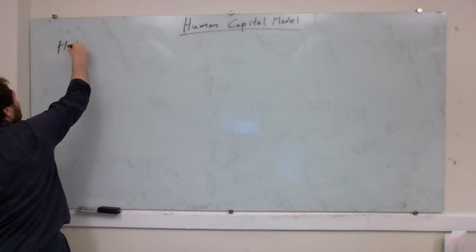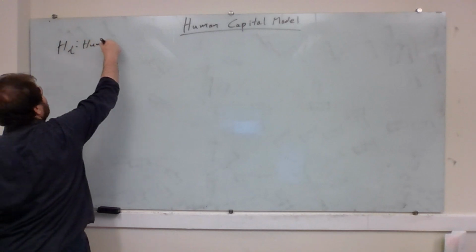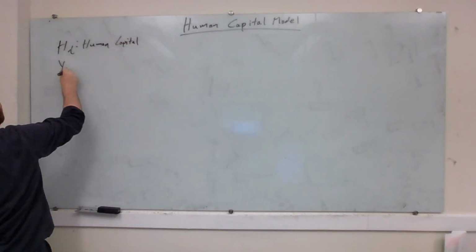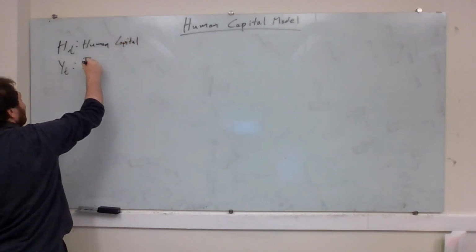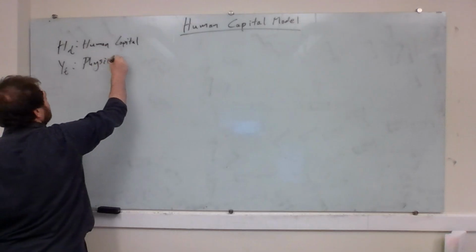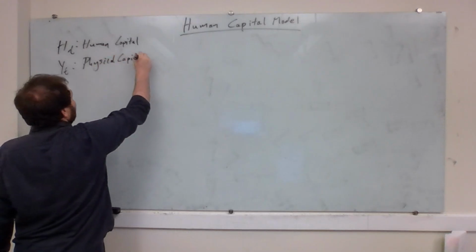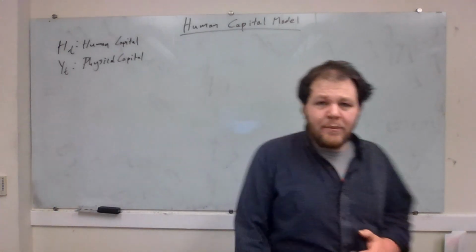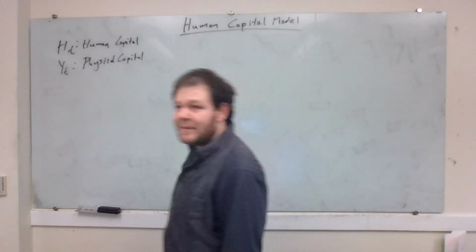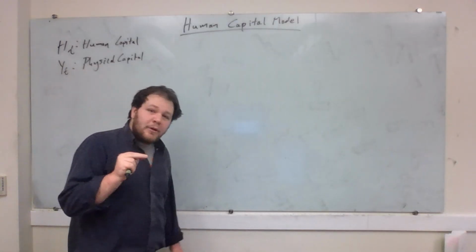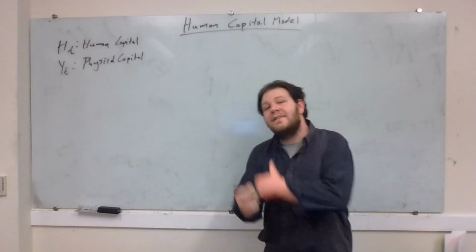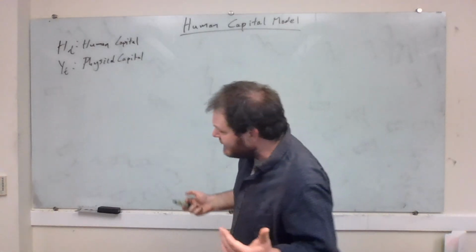We've got HT, human capital, and we've got our good old-fashioned YT, which is physical capital. Right? Stocks, stuff like this. Furthermore, Becker says there's an important difference between these two types of capital. Human capital becomes less useful the more we invest. In other words, we've got diminishing marginal returns to human capital investment.